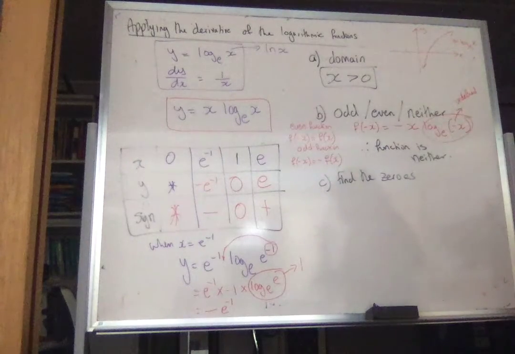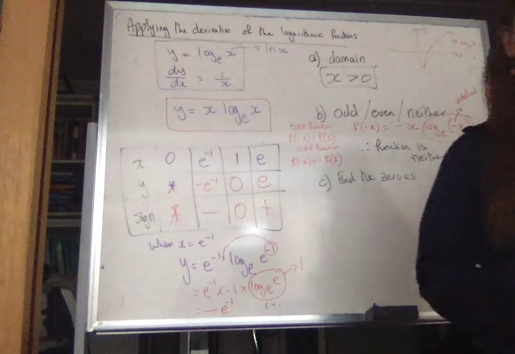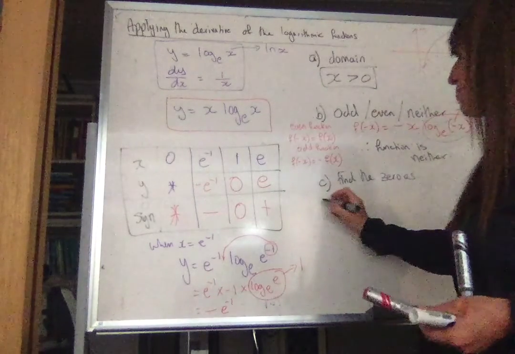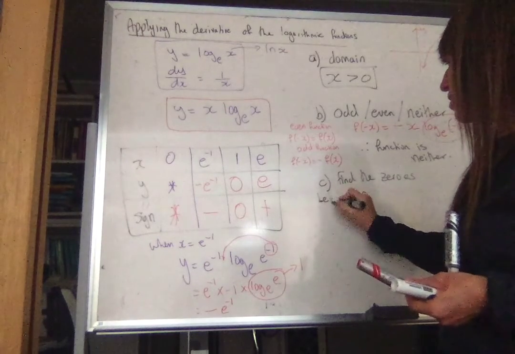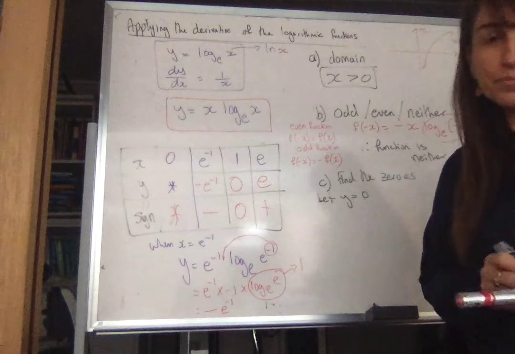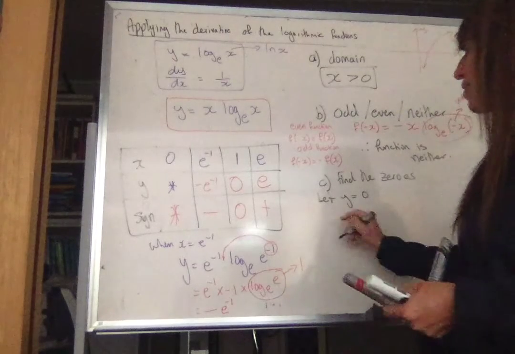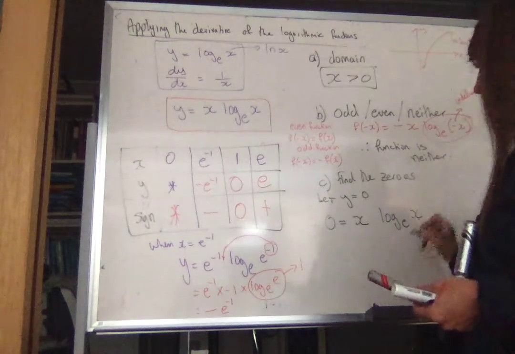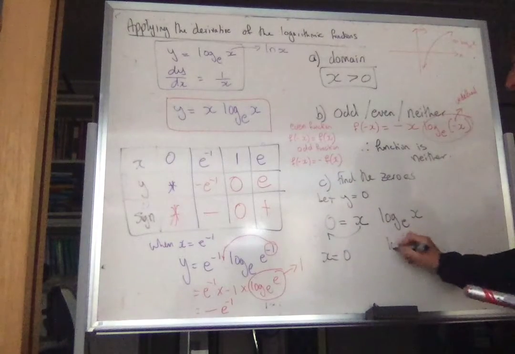Then we get to part C, where it's asking us to find the zeros. The zeros mean what? We need to find the x-intercepts. How do I find the x-intercepts? We let y equal 0. If I let y equal 0, back up here, I end up with 0 equal to x log base e of x. So two solutions: the first one, x equals 0, and the second one, log base e of x equals 0.